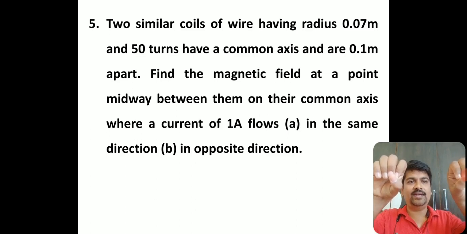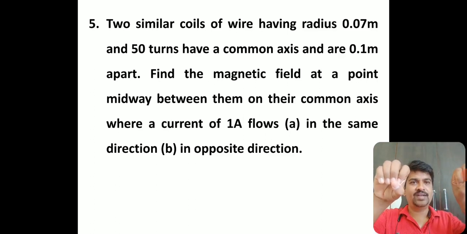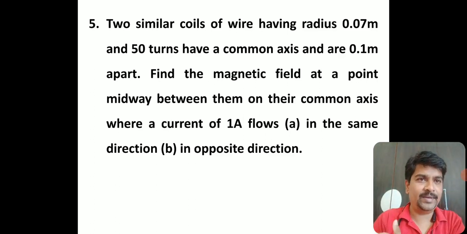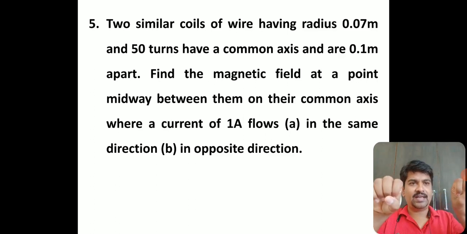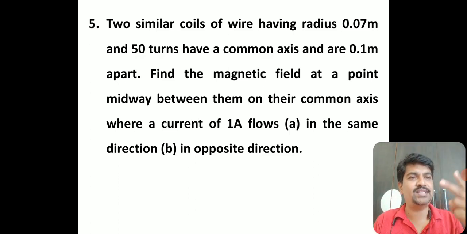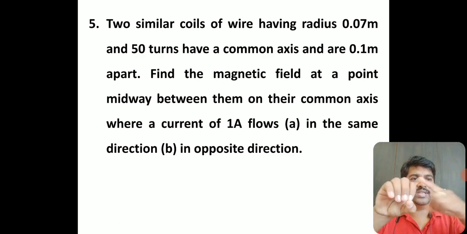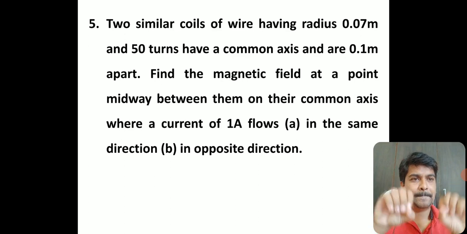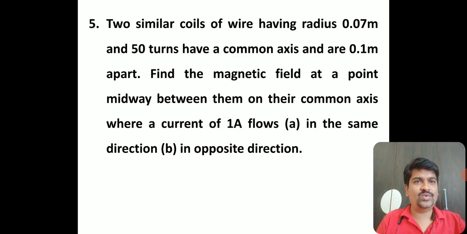I have to calculate the magnetic field midway between the two coils, where the current is 1 ampere, which flows in the same direction in both the coils, and also calculate when the currents in the two coils are in opposite directions. So I have to find the magnetic field in two cases. One is when currents are flowing in the same direction in both of the coils. The second case, currents are flowing in the opposite direction in these two coils. These are the two cases.